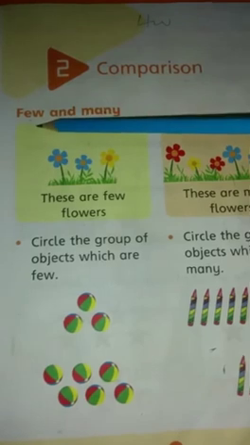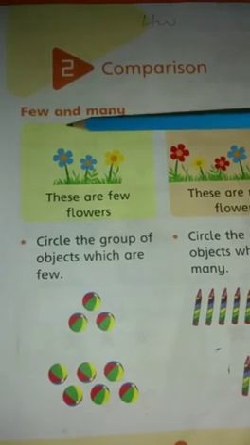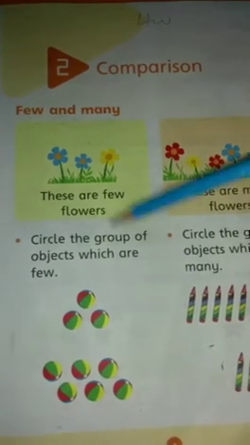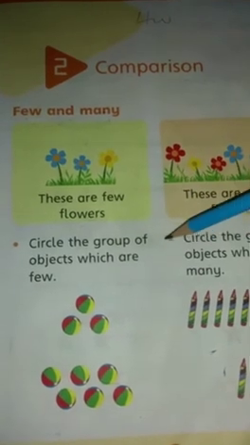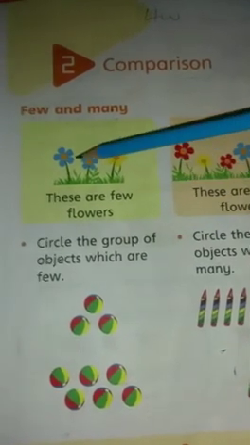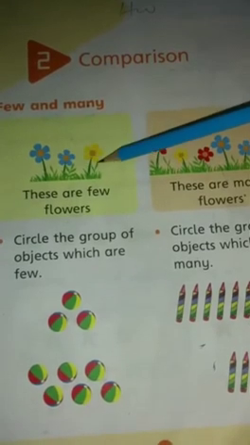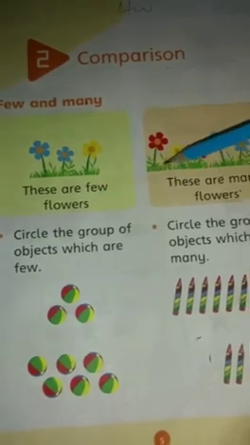Comparison. Few and many. Few means thoda and many means zyada. So here are some pictures and we have to find out whether they are few or many. So let's start counting. 1, 2, 3. These are 3 flowers. So these are few flowers.